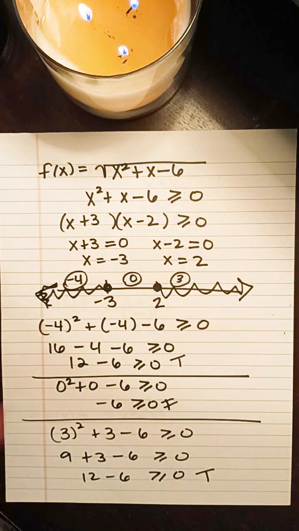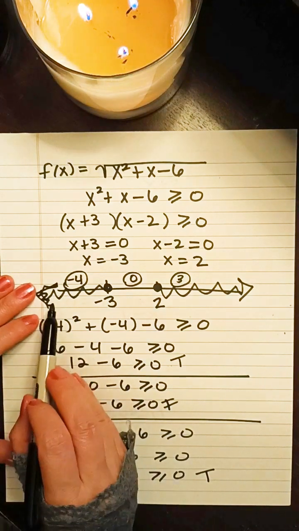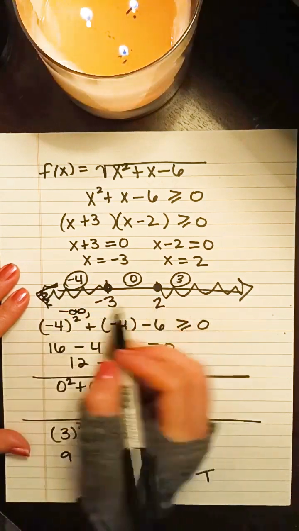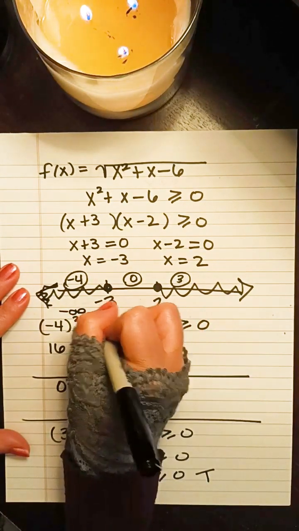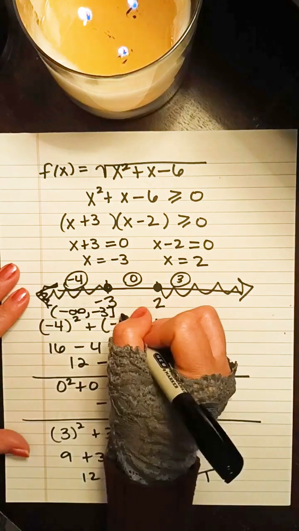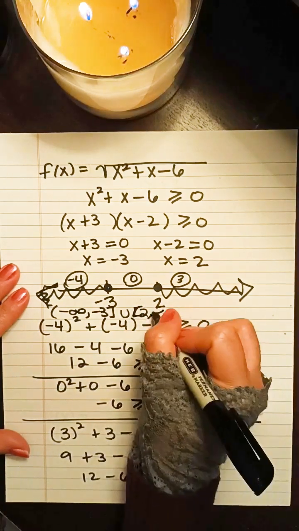So this is my answer drawn out. Now in interval notation, if I read the number line left to right where I shaded, then I'm going to go from negative infinity to -3. And I'm going to include -3, union including 2 to infinity.